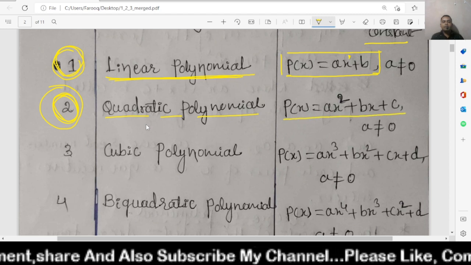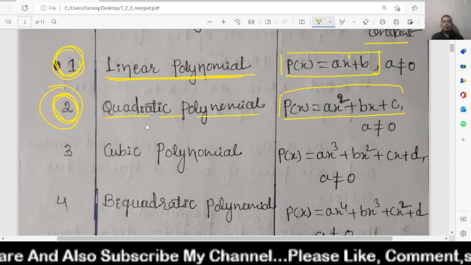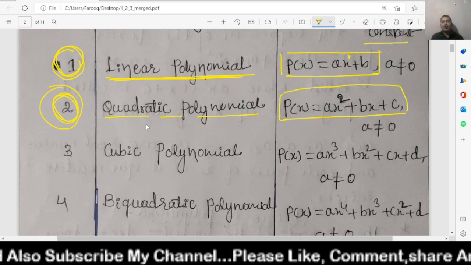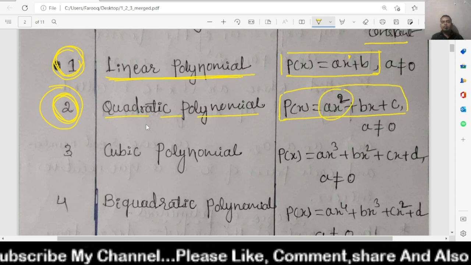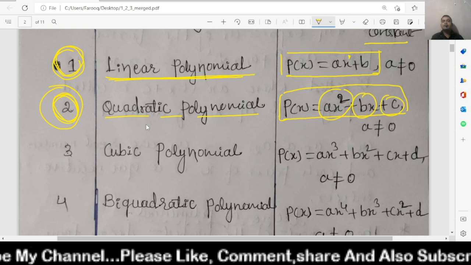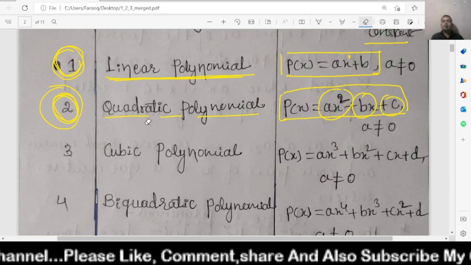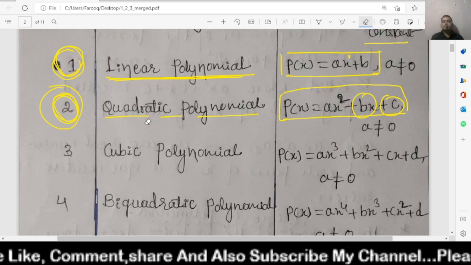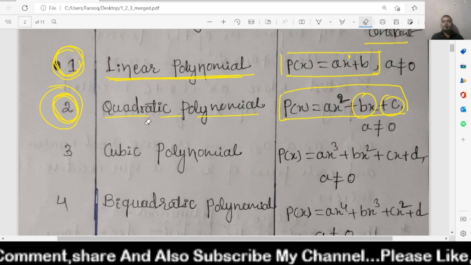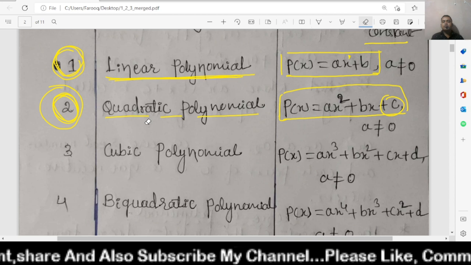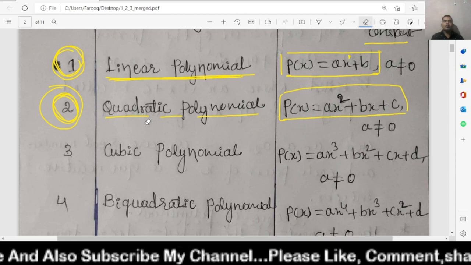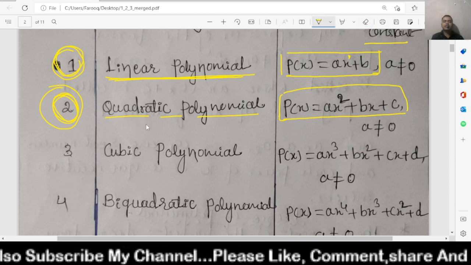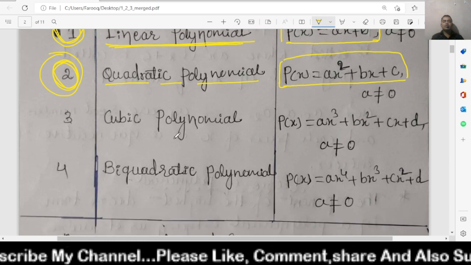द क्वाड्रेटिक पोलिनोमियल का जनरल फॉर्म यानी कि मियारी शक्ल बोलते हैं हमें p ऑफ x इज इक्वल टू ax square plus bx plus c. This is the general form of the quadratic polynomial. Ax square plus bx plus c is equal to 0, where a is not equal to 0.